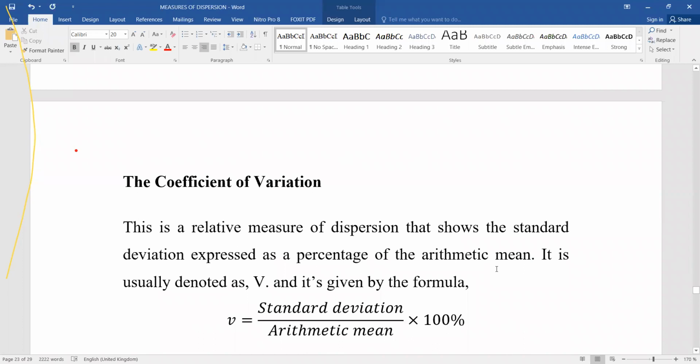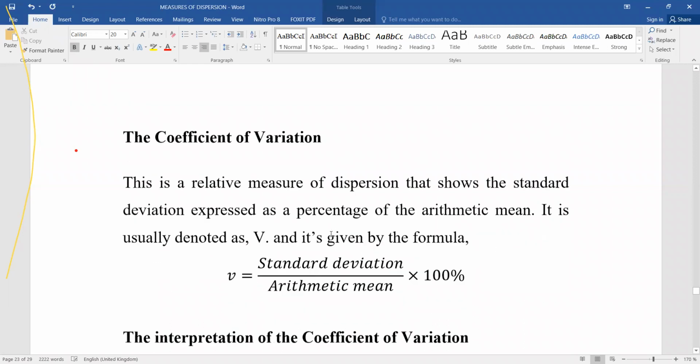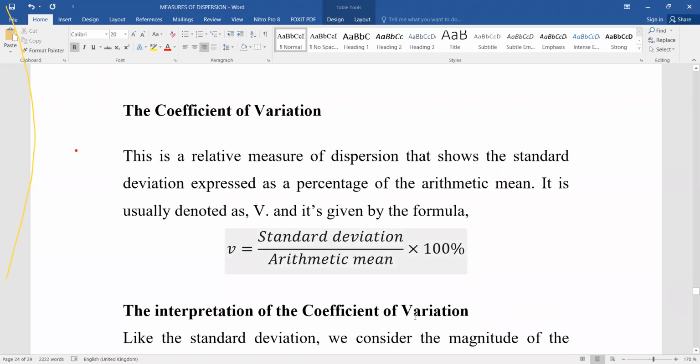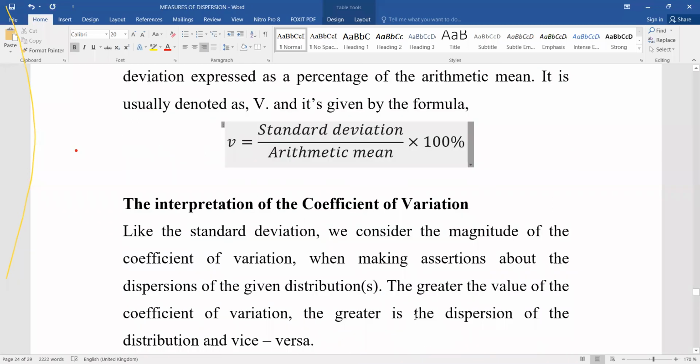Coefficient of variation. This is a relative measure of dispersion that shows the standard deviation expressed as a percentage of the arithmetic mean. By formula, just get the standard deviation, then you multiply it by 100. Now, this is better because it deals with measurements that have different units of measurements.